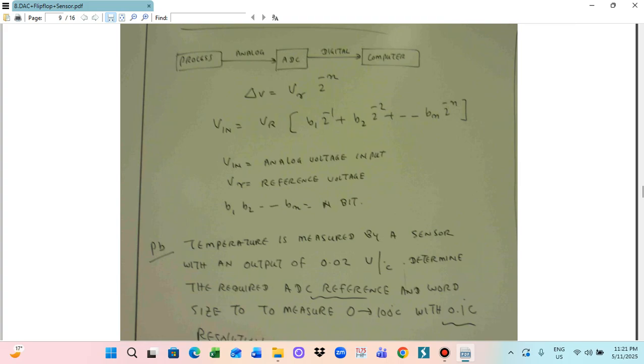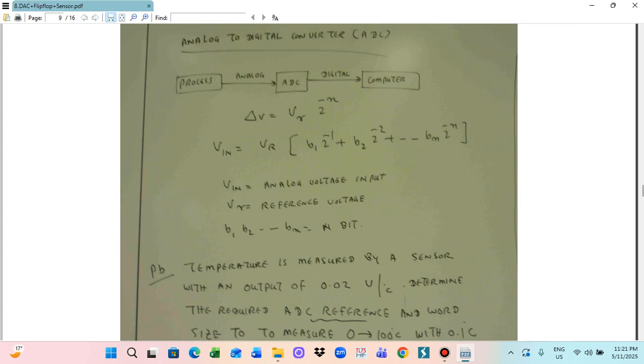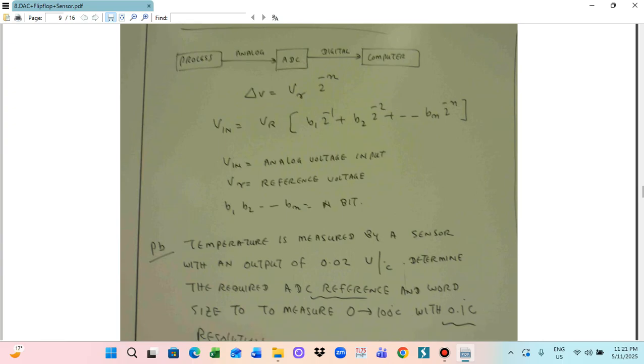We provide that to the computer. The equation to calculate for the analog to digital converter is delta V equal to VR multiplied by 2 power minus n. So Vn equals VR multiplied by V1 2 power minus 1 plus V2 2 power minus 2, up to Vn 2 power minus n. This is the data bit and the V in, V out relationship. VA is the analog voltage and VR is the reference voltage.